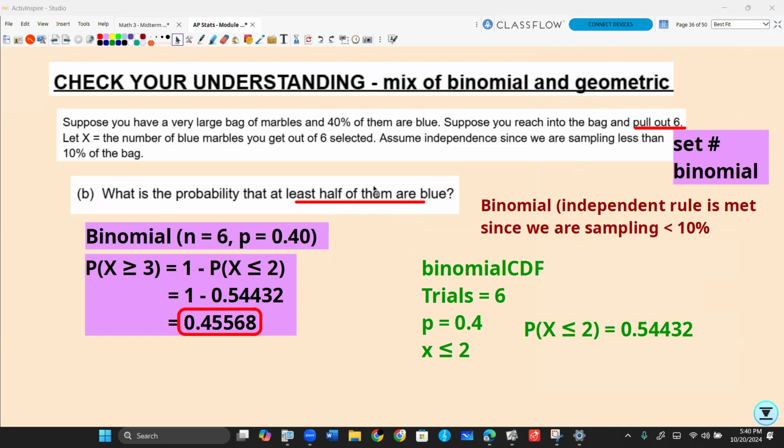I identify it as a binomial, so you have to write it as a binomial. It's the probability that X is greater than or equal to 3. So you're going to write all this information here, but as far as your work goes, you say binomial CDF, list your inputs, number of trials, the probability. Make sure you do less than or equal to 2. Don't just do X equals. Get that number, then subtract it from 1 and circle your final answer to get your credit.